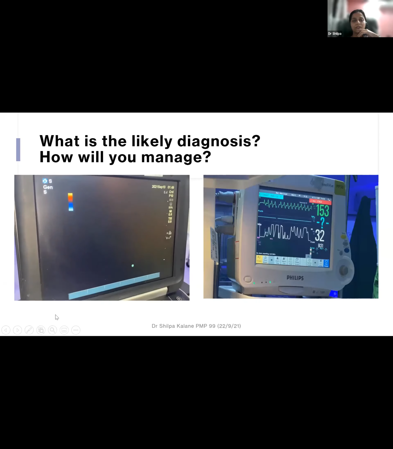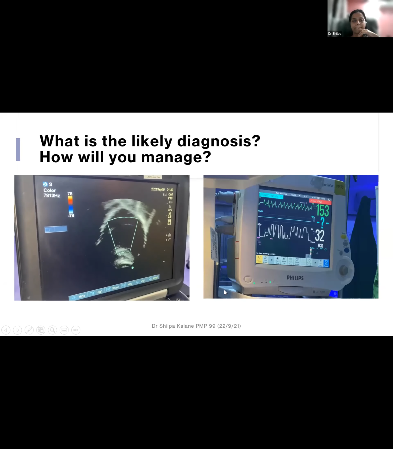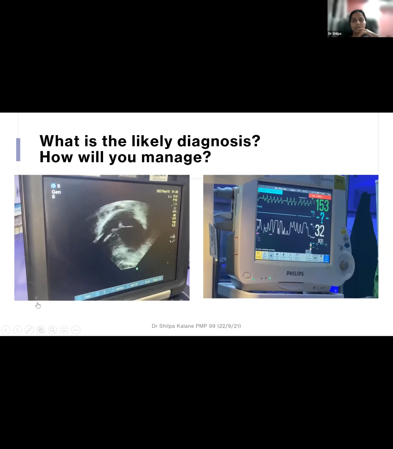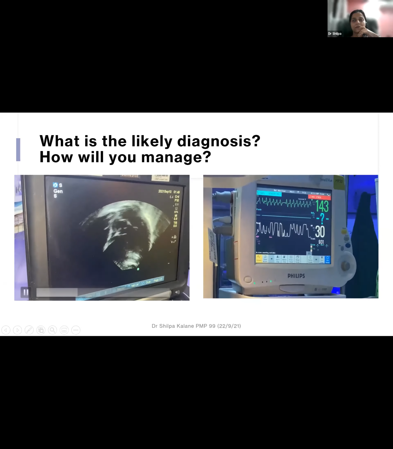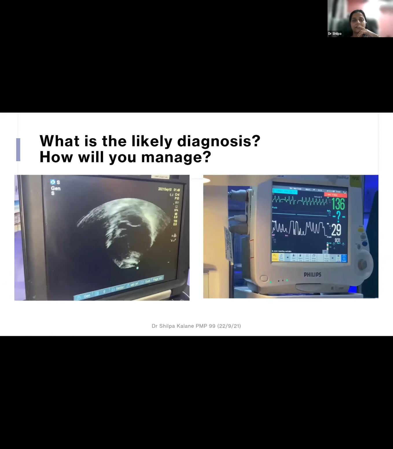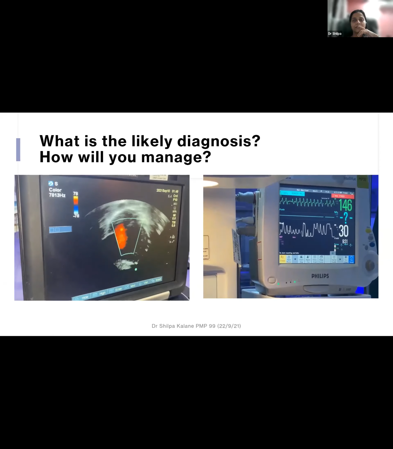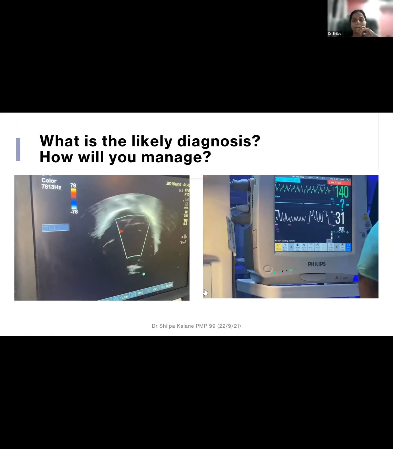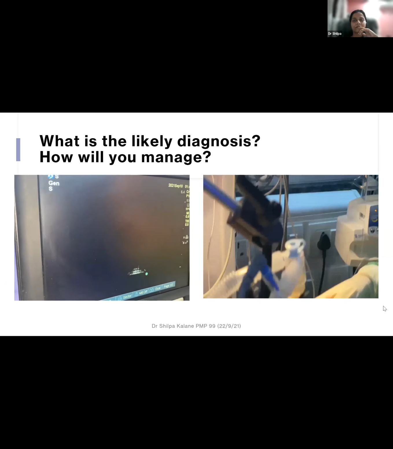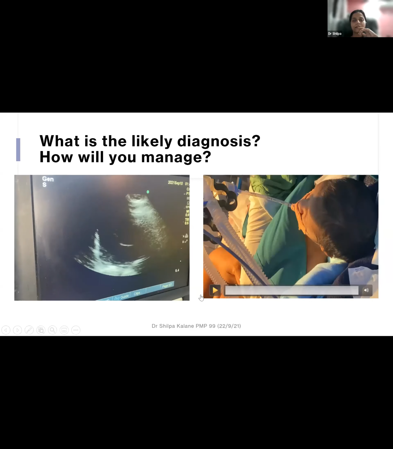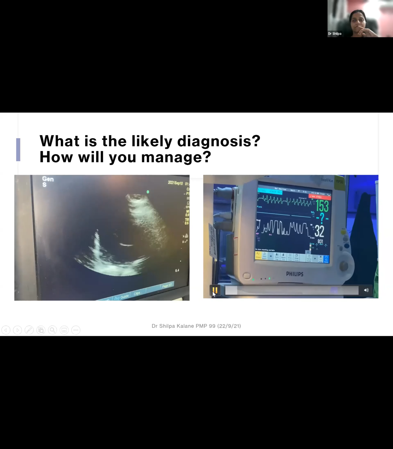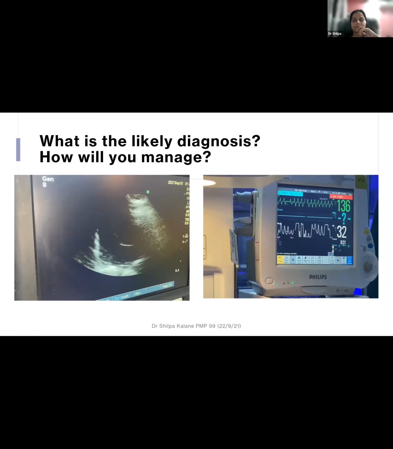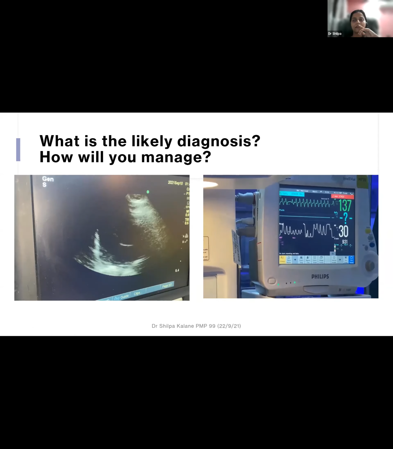What specifically do you see in the echo? And this was his monitor. What is the likely diagnosis? A term baby, third degree consanguineous marriage, sudden crash, hypotensive, lethargic, sugar borderline. Look at this monitor. Look at the ECG trace. What is it showing? Is it regular?